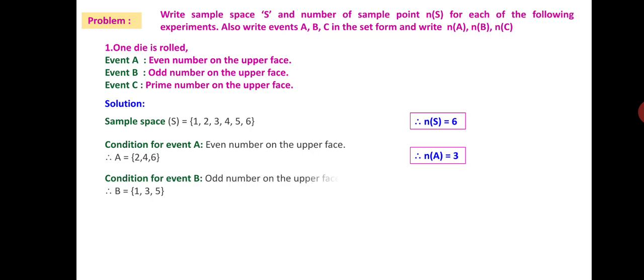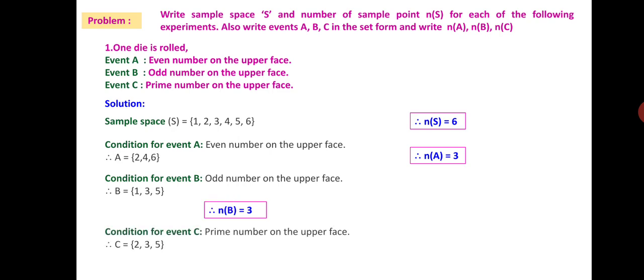Consider now event B, which is odd number on the upper face, and for this event B the set will be {1, 3, 5}. Therefore, n of B will be equal to 3. Condition for event C: prime number on the upper face. We have to consider the prime numbers from 1 to 6. Therefore, event C will be equal to {2, 3, 5}. Therefore, n of C will be equal to 3.